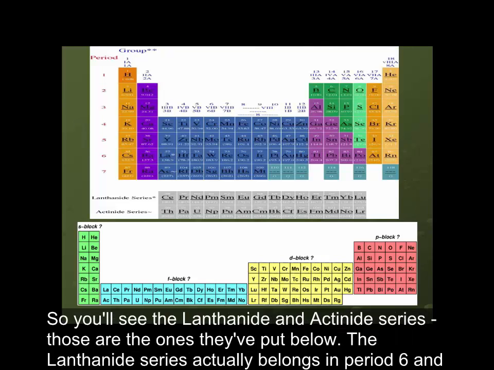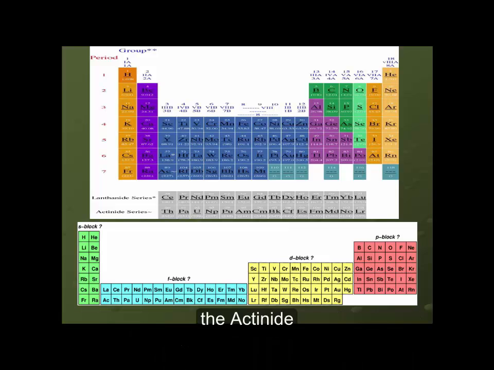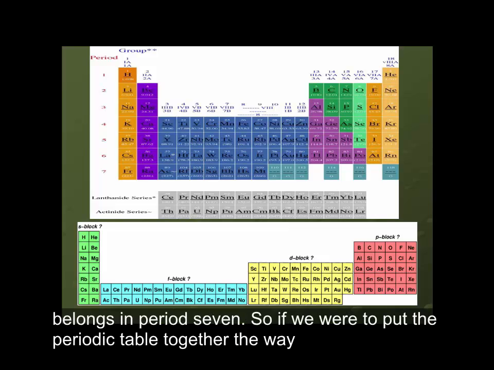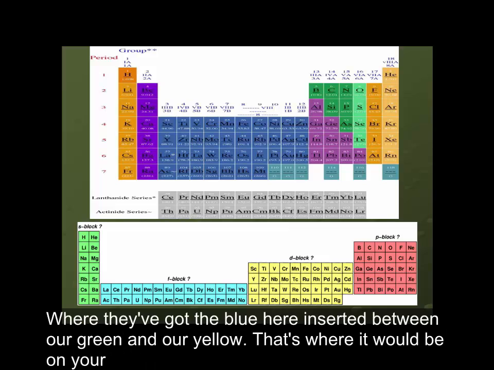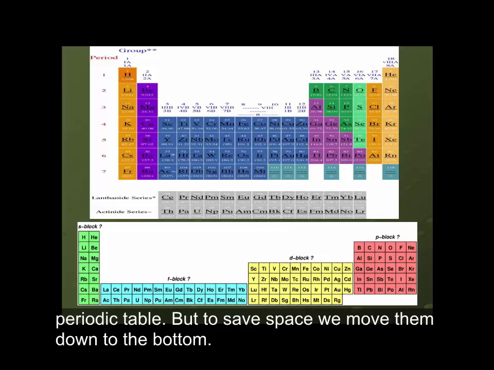So you'll see the lanthanide and actinide series. Those are the ones that they've put below. The lanthanide series actually belongs in period 6, and the actinide belongs in period 7. So if we were to put the periodic table together the way it should be and just ignore how much paper we'd need for it, it would look like this lower periodic table here, where they've got the blue here inserted between our green and our yellow. That's where it would be on your periodic table. But to save space, we move them down to the bottom.